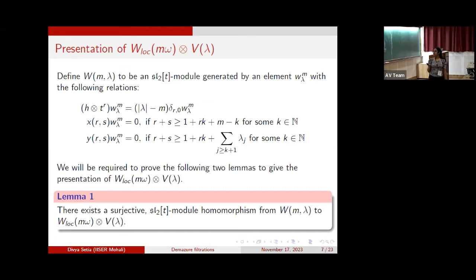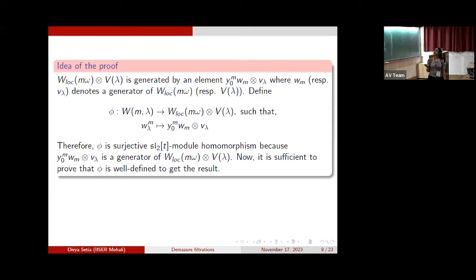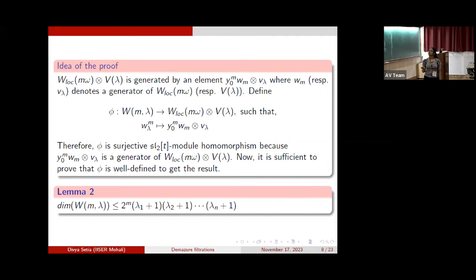The main idea here is that the tensor product is generated by the highest weight vector tensor the lowest weight vector. So we have defined a map from here to here, and it's a surjective sl2[t]-module homomorphism. The next thing is to prove that it's a well-defined map and that it is injective. I'll prove that it's an injective map by proving that the dimension of this module is less than the dimension of the tensor product. This is the main step here, how to prove that the dimension of this is less than the dimension.